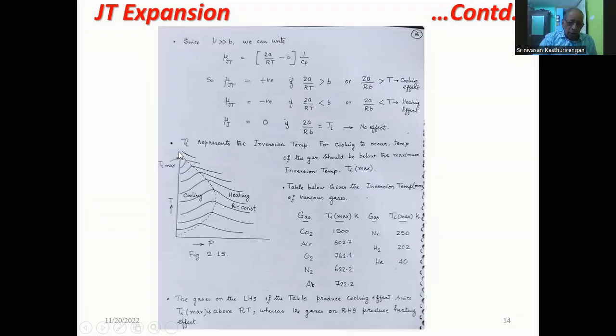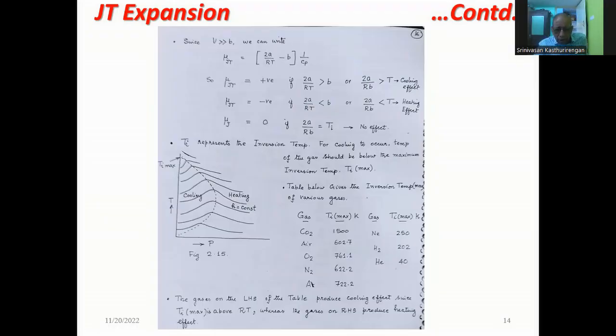So this point corresponds to the Ti maximum value. If the temperature of the gas is anything greater than this Ti maximum, it will always produce heating of the gas. So please remember this. An important condition for the Joule-Thomson expansion to produce cooling is that the gas temperature should be below its maximum inversion temperature.